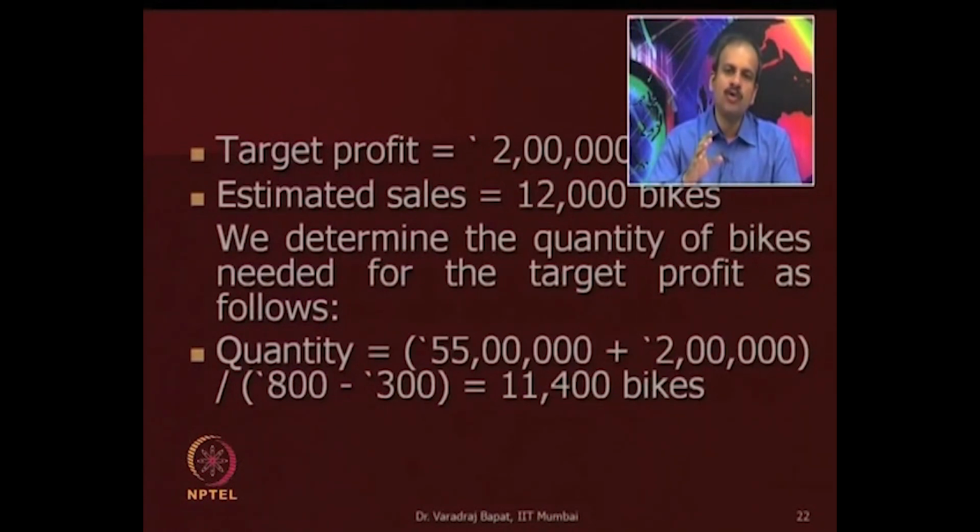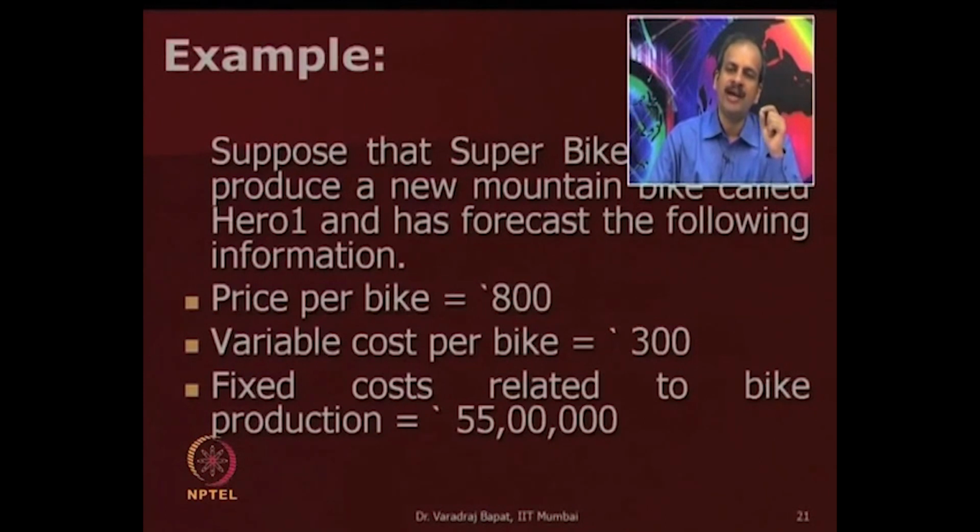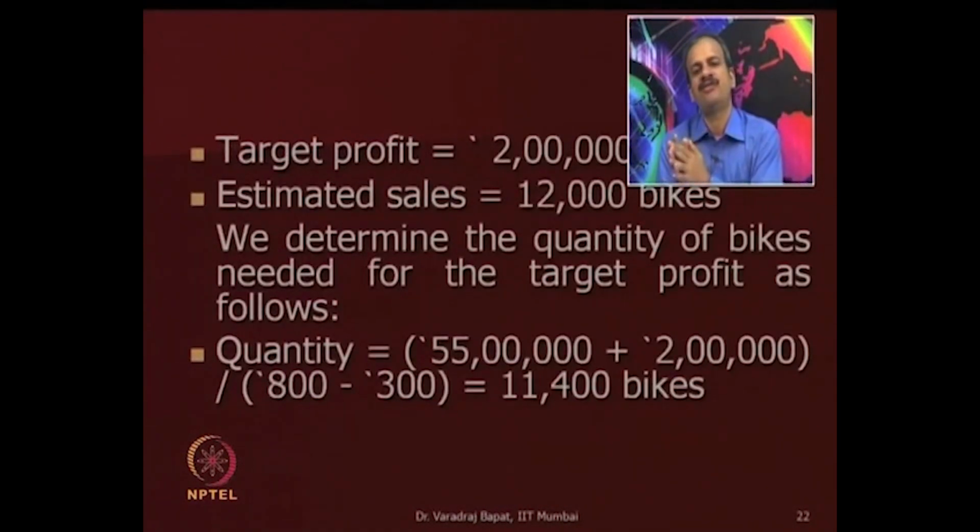So quantity to be produced, we need 55 lakhs to pay fixed cost plus 2 lakhs of profit, so (55 plus 2 lakh) in bracket divided by 800 minus 300. Because by selling one bike, we make a profit of 500. 800 minus 300 is 500, the margin. So 57 lakh upon 500, we get 11,400 as a target sales. Our estimated sales are 12,000 based on the market search. So we can go in for the production. This is how you can use this information for a variety of decision making.